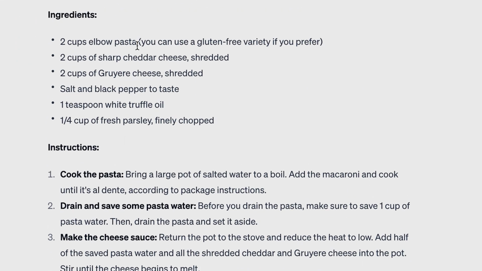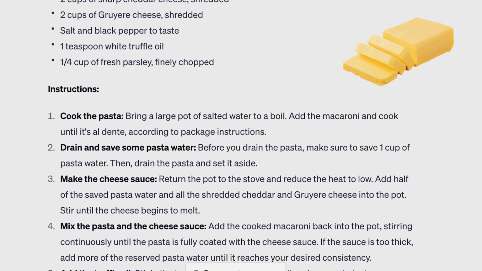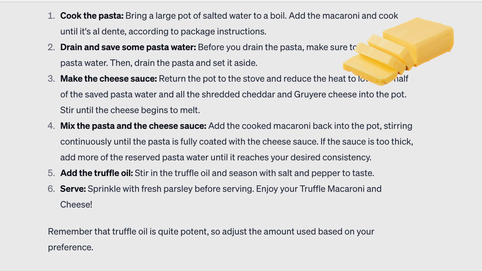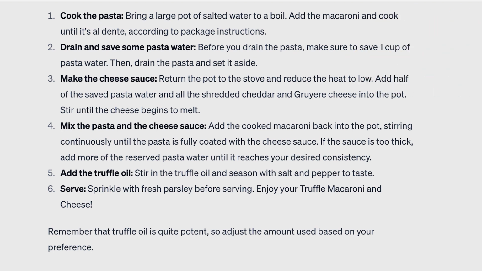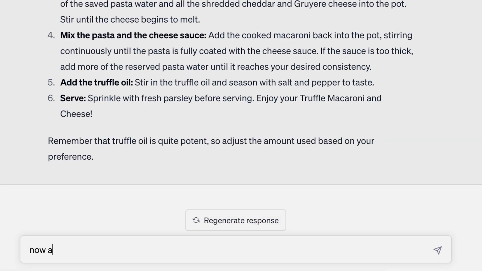All right. So we have our pasta, we have our cheeses, we have our oil. I kind of want to add butter to this, so I'm gonna ask ChatGPT to add butter to the recipe, and we're gonna add a secret ingredient to it. So I have some papaya in my fridge that I bought at the farmer's market about a week ago. So let's ask ChatGPT.